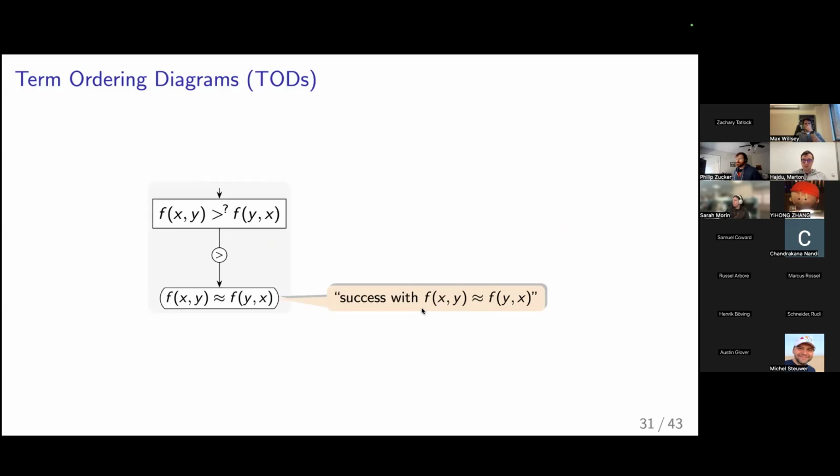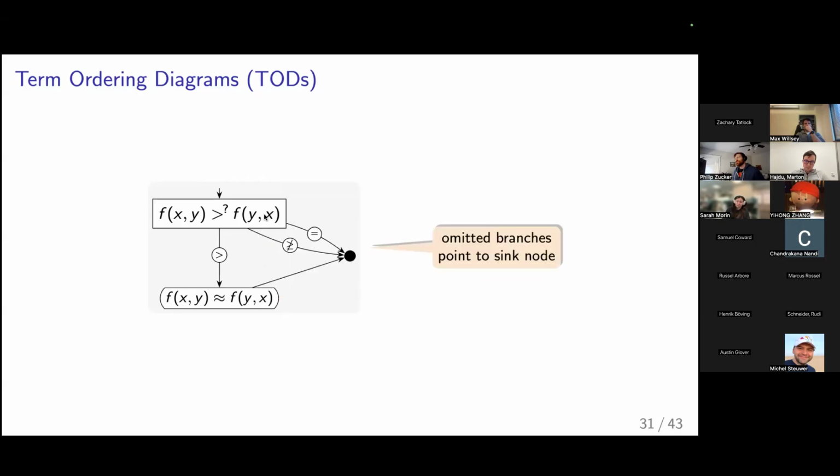Currently it is a post-ordering check, and now we have a success with this equation, and now we can demodulate possibly with this equation. And if this comparison does not result in greater, then there are also some other branches which are usually not shown, and these all go to a sync node, which is also not shown. And the sync node is kind of the terminal node of the term ordering diagram.